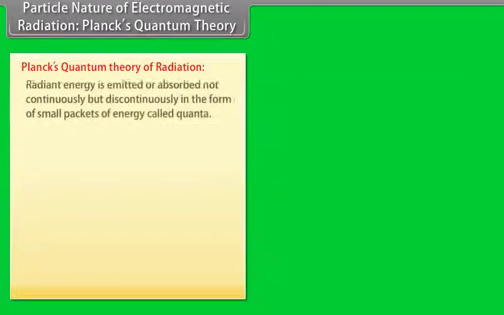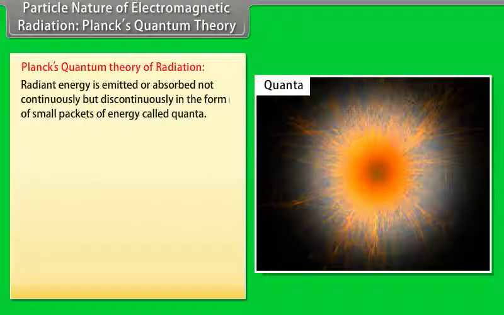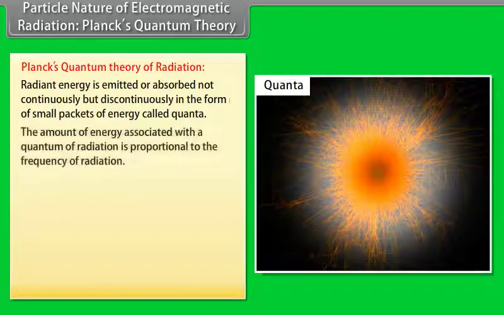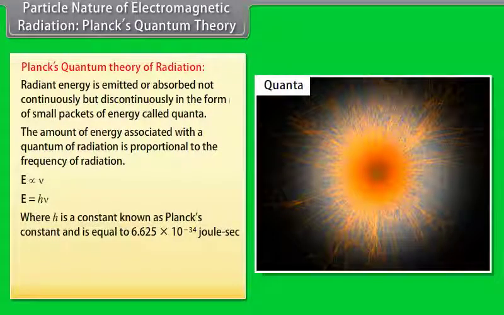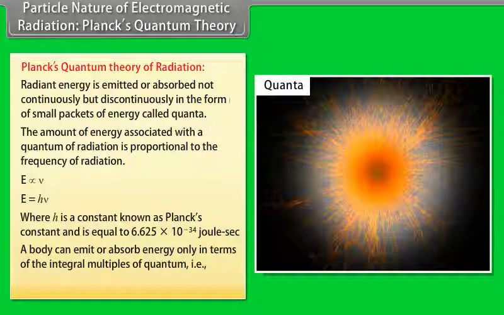Particle nature of electromagnetic radiation. Planck's quantum theory of radiation. Radiant energy is emitted or absorbed not continuously but discontinuously in the form of small packets of energy called quanta. The amount of energy associated with a quantum of radiation is proportional to the frequency of radiation, E = h nu, where h is a constant known as Planck's constant and is equal to 6.625 × 10^-34 joule second. A body can emit or absorb energy only in terms of integral multiples of quantum, that is, E = n h nu, where n = 1, 2, 3, 4, etc.